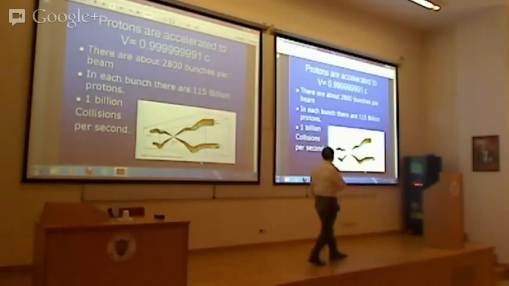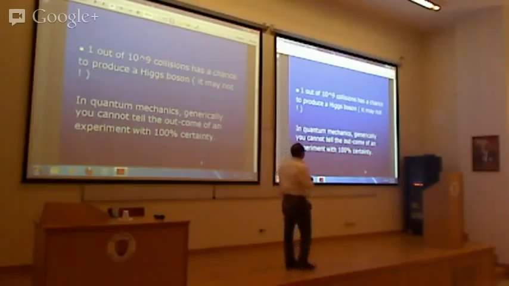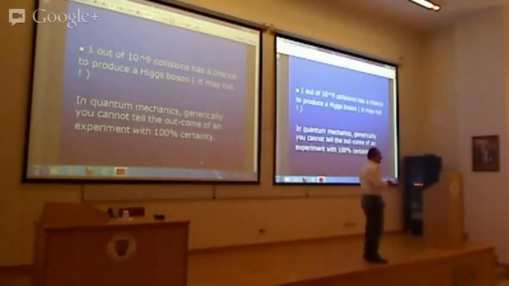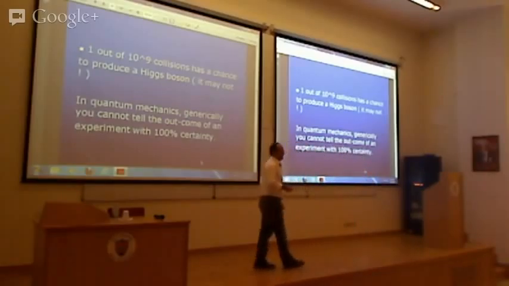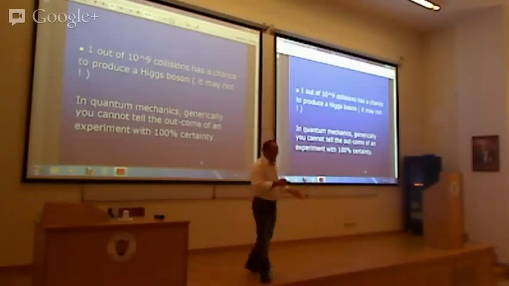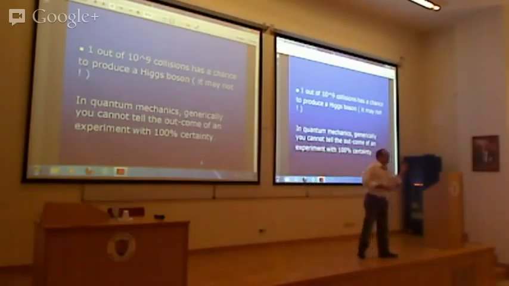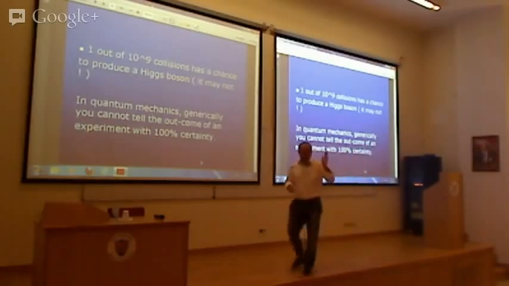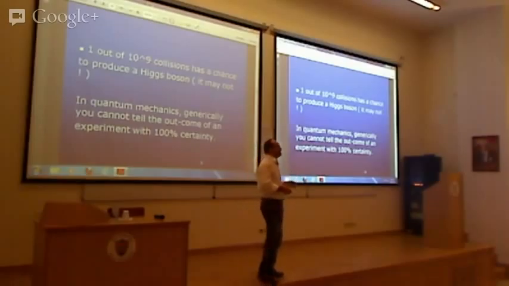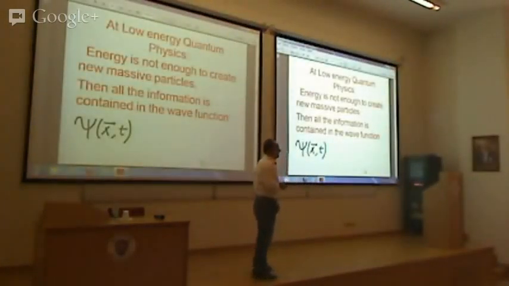One out of these 1 billion collisions has a chance to produce a Higgs, converting kinetic energy to mass. It may not. It's just a probability. In quantum mechanics, generically, you cannot tell the outcome of an experiment with 100% certainty or with 0% certainty. There is a number that you can assign between 0 and 100. And this is the way it is. Nobody can tell you the exact outcome of a single experiment. That's why you have to do billions and billions of collisions to get probabilities that match with theoretical predictions.